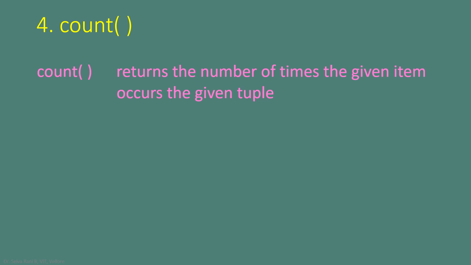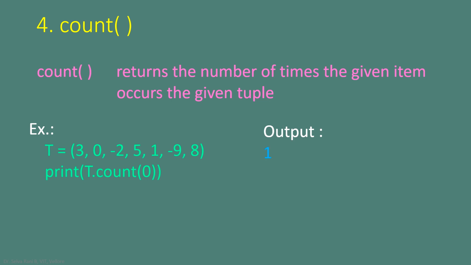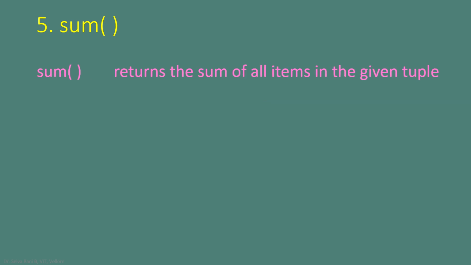Count. Count is the method which returns the number of times the given element or item occurs in the given tuple. T is 3, 0, -2, 5, 1, -9, 8. And if we count how many times 0 is present in this tuple, then the result is 1.